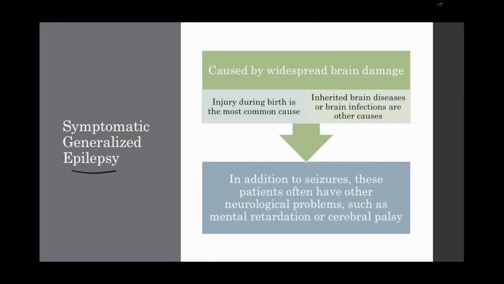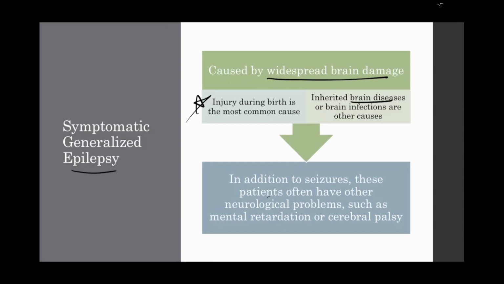Symptomatic generalized epilepsy, this is widespread brain damage. And then again, injury during birth is usually the most common cause. Okay, so cerebral palsy is usually a problem during development or during birth, traumatic birth, usually shoulder problems and stuff like that. Or inherited brain diseases, those genetic ones that cause the other ways to get these generalized seizures.